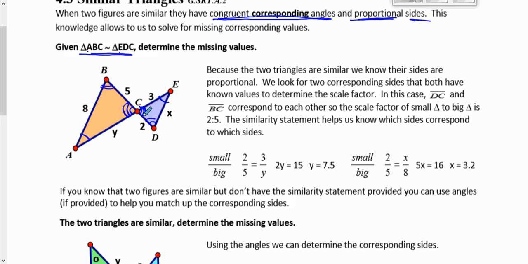I might want to look at this side here, 3, which is between the single and triple mark. What does it go with in the other triangle? Which side is between the single and triple angle marks? Y. See what I mean? So they're going to first solve for Y, it looks like.